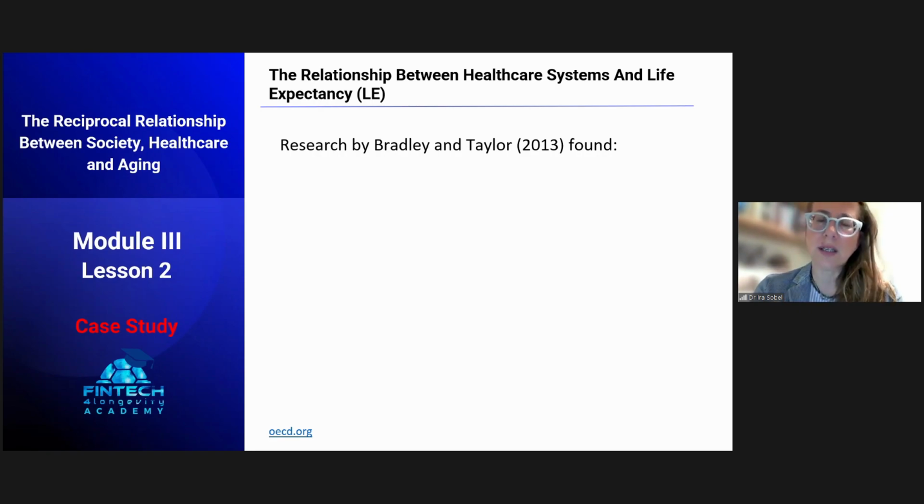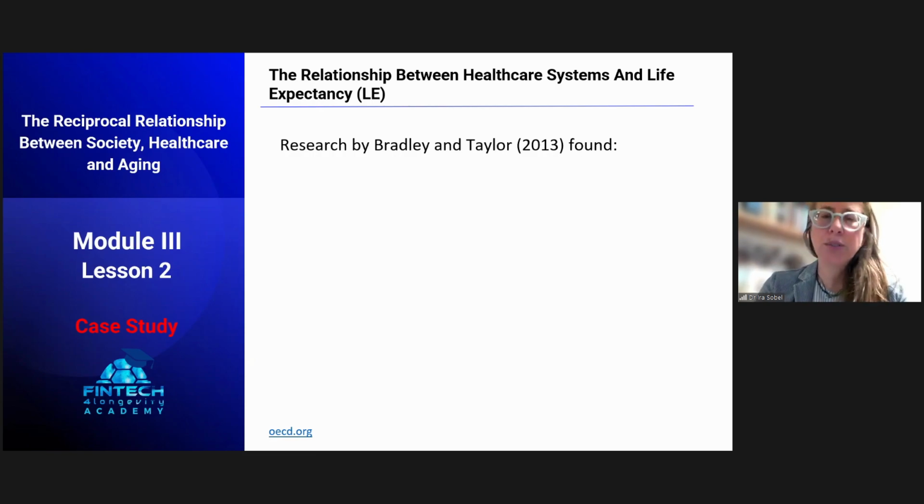But because in this course we talked about the social determinants of health, we are going to show the explanation by Bradley and Taylor, who focus on the relationship between social expenditure and health outcomes. This study sheds light on a different facet of healthcare. It takes our understanding of health outcomes beyond the confines of hospital walls and medical practices.